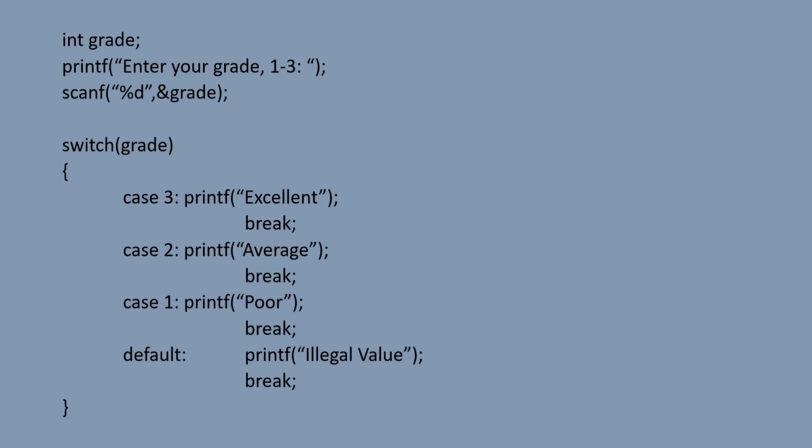I asked you to go through 1 through 3, so I enter values 1, 2, 3. But what if you entered 0 or you entered 4? The value of grade would be 4, so it's going to be searching for this value. But none of these are 4. So it's going to have to default to the last statement. The default statement is going to print an illegal value, and then break out of the statement.